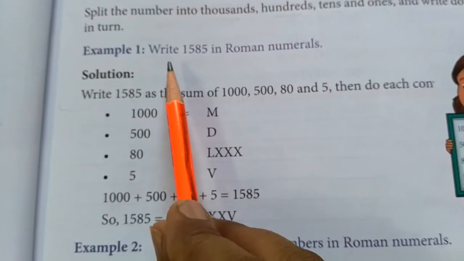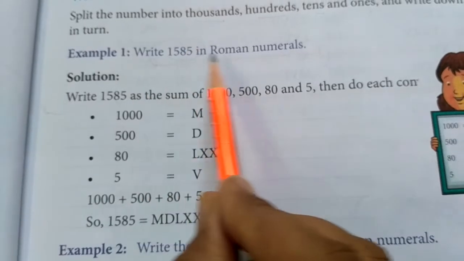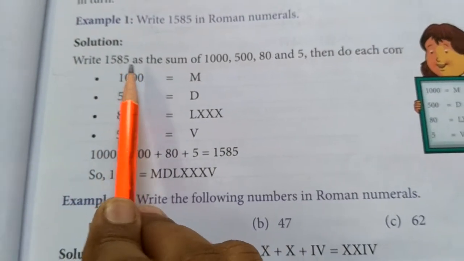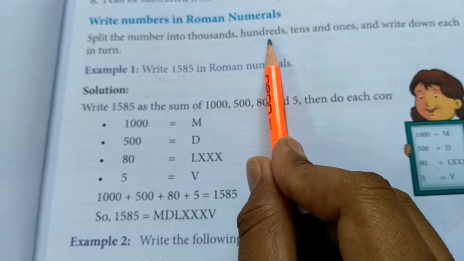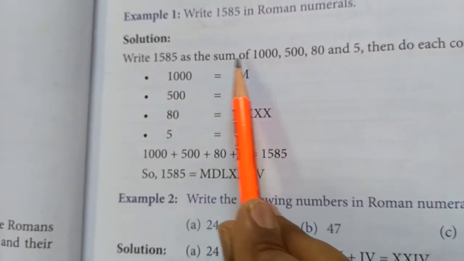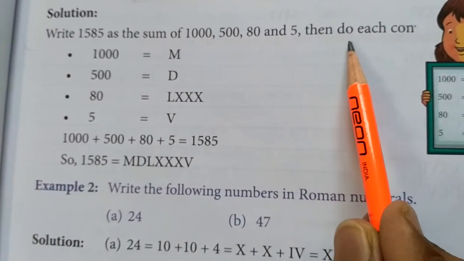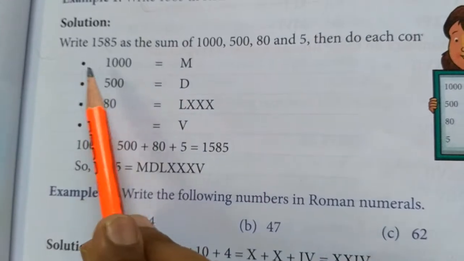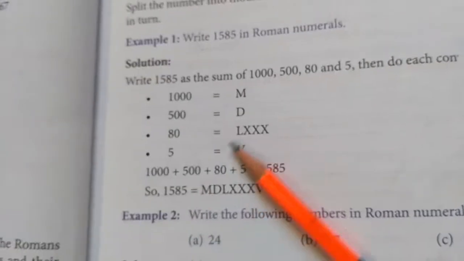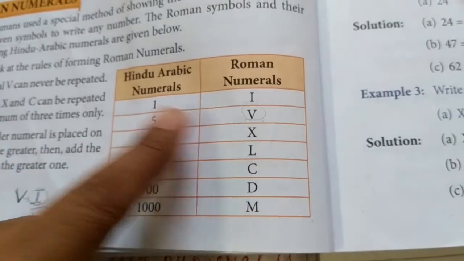For example, write 1585 in Roman numerals. We have to write this particular number in Roman numerals. Then how are we going to do it? See, first we have to split this number into thousands, hundreds, tens and ones. The same thing is being done over here. This is written as the sum of 1580 and 5, and then we do each continuously. This 1000, what is the symbol of 1000 in Roman numerals? It is M. As you can see over here, now we have seen this chart. What are the Roman numerals and what are their corresponding Hindu Arabic numerals?